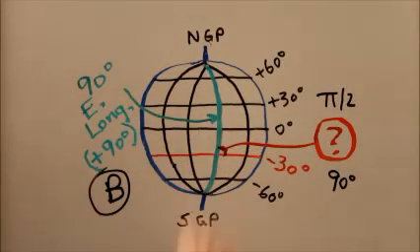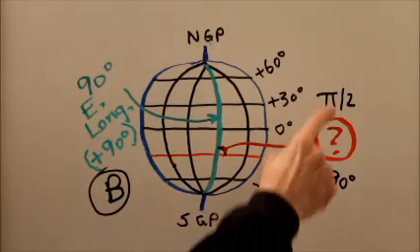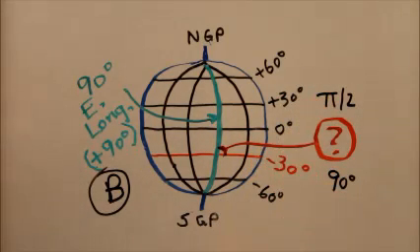Just as a note, in latitude and longitude systems, we rarely, if ever, will see radians used. We'll almost always see degrees used. So this question is a little bit weird in the sense that the answers that I've offered are a little bit weird. But pi over 2 does in fact represent 90 degrees, so again B is the answer here.